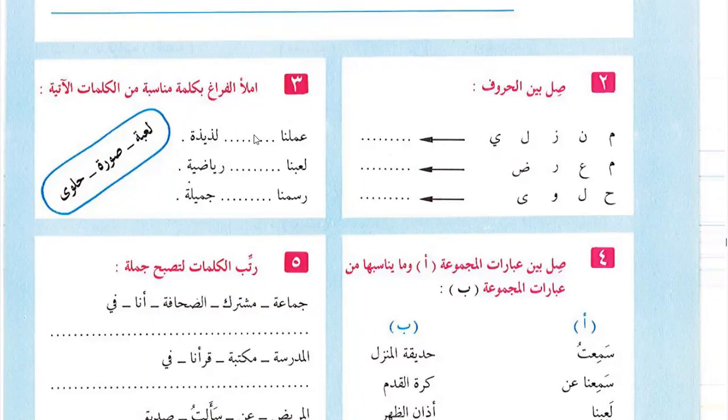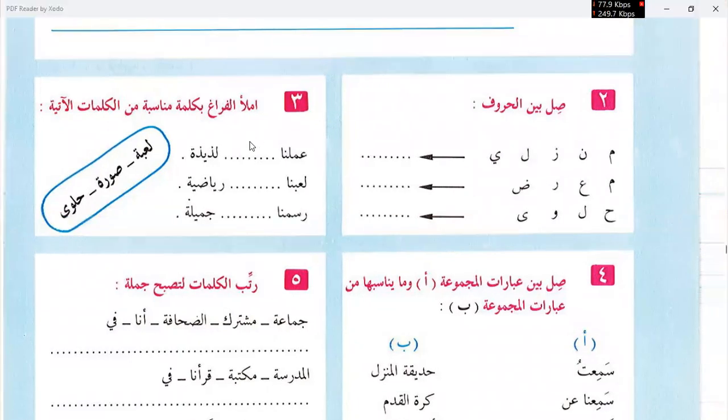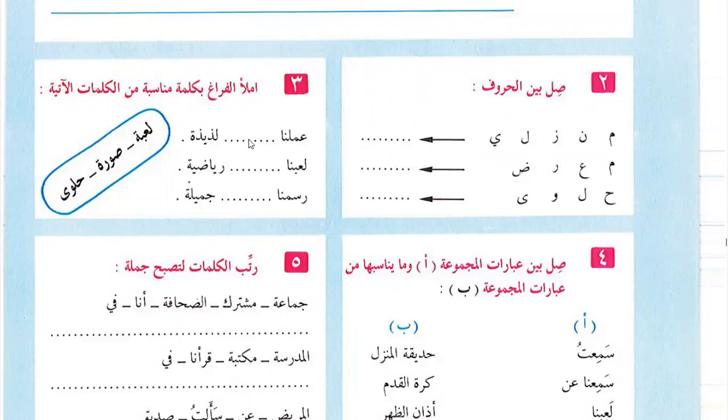What is here? For Zadana. Amilna. Halwa laziza. Next. La'ibna la'ba riyadiyya. Rasamna sura jamila. Next. Sorry, is halwa muannas?